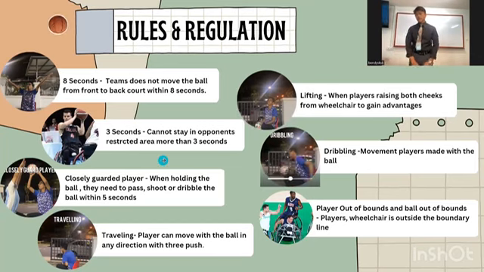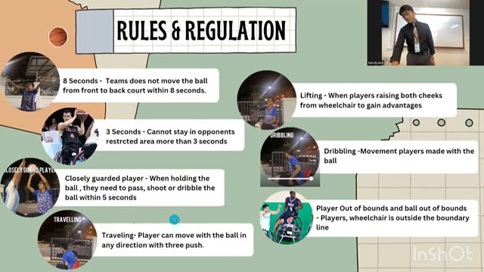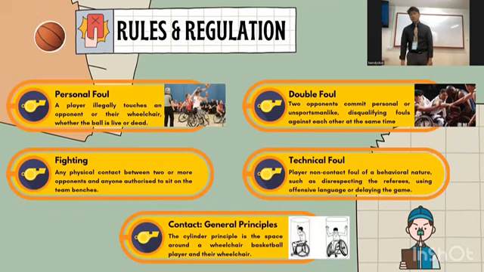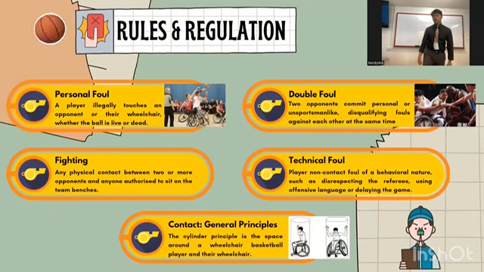Okay, next is dribbling. For dribbling, movement can be made while they're bouncing the ball, and then they can move anywhere they want. And then lastly, for player out of bounds or ball out of bounds, if the player or wheelchair is outside the boundary line, the ball will be considered out. Okay, the next presenter will continue with the next rules and regulations.